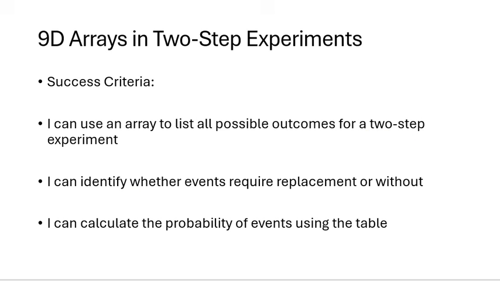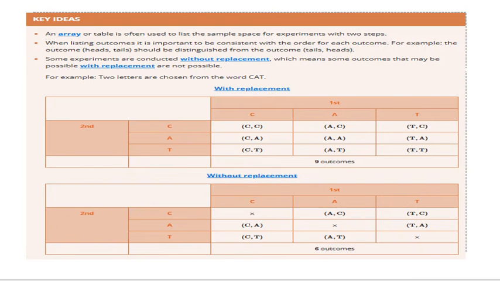And your success criteria, hopefully after this video, is that you can use the array to list all the possible sample space. You can identify whether the events require replacement or without, so like the context of the questions, and you can calculate the probability of events using the table. Now, this is just a summary of what I'll be talking about. This is all from the textbook. I've just written it down a bit separately, okay?